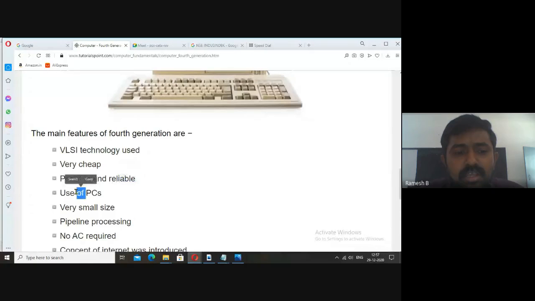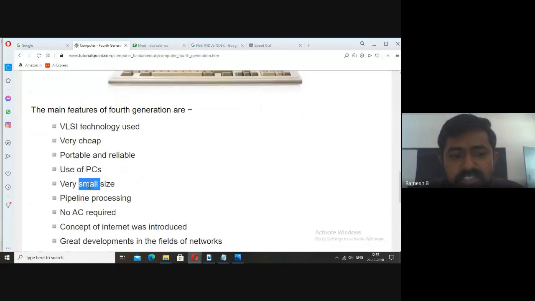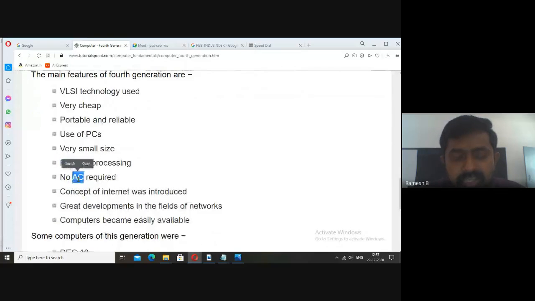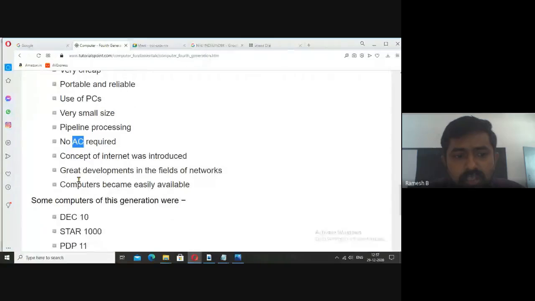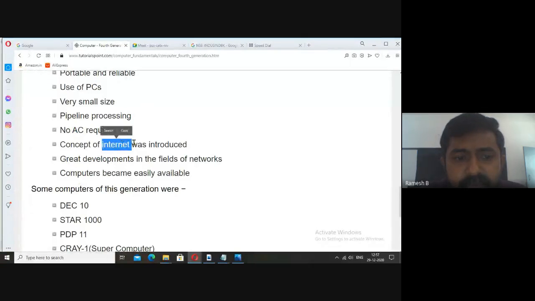Similarly, they were small in size. And no AC was required. Now, at this time, the internet concept was introduced. Internet stands for connection of networks, connection of networks worldwide.